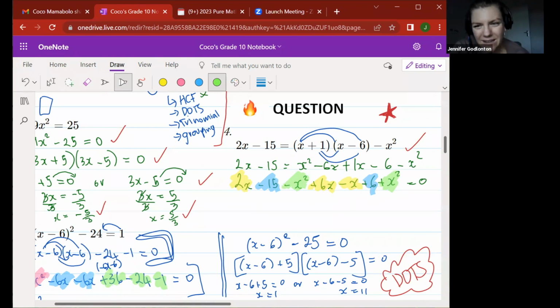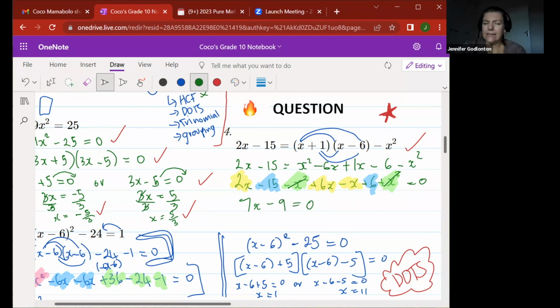What happens when we have a negative x squared and a positive x squared? What would they do to each other? It's like if I said we have negative 5 plus 5, what's going to happen? Yeah, it would be 0. They'll end up canceling each other out. Exactly. So because of that, we actually don't have an x squared anymore. So we've got 2 plus 6 minus 1, that's going to give us 7x. And then we've got this minus 15 plus 6, and that's going to give us minus 9 is equal to 0.